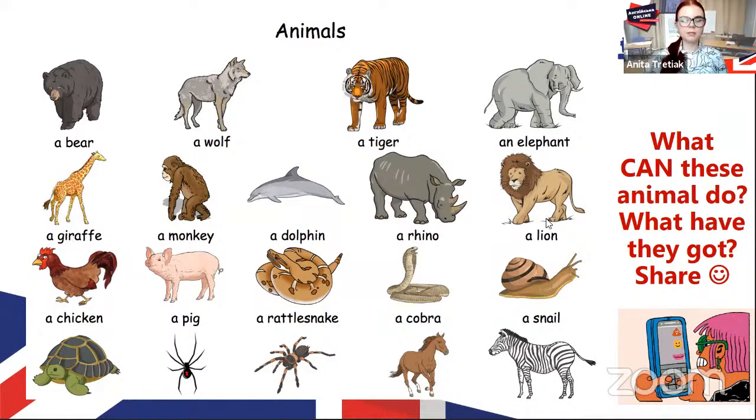All right. And now, guys, it's time for our next activity. Let's look at these animals here. Some other animals. Bear, wolf, tiger, elephant, giraffe, monkey, dolphin, rhino, lion, chicken, pig, rattlesnake, cobra, snail, turtle, spider, horse, and zebra. So choose please one animal that you like most of all, and write about this animal, what this animal can do. For example, a dolphin can swim. Choose one animal and write about this animal.